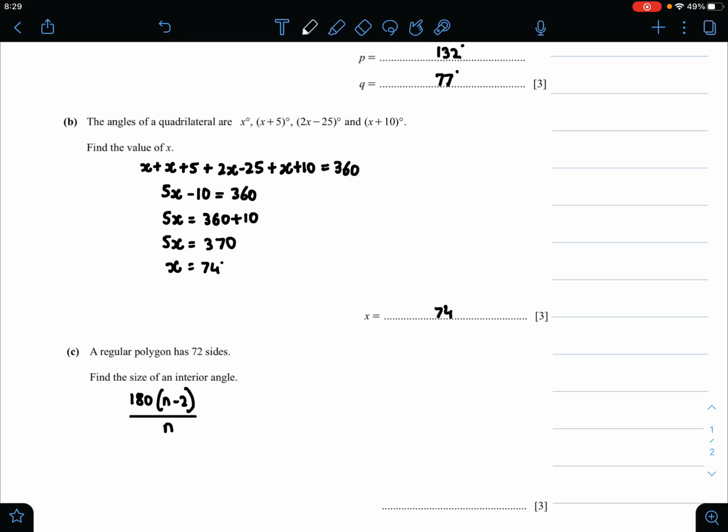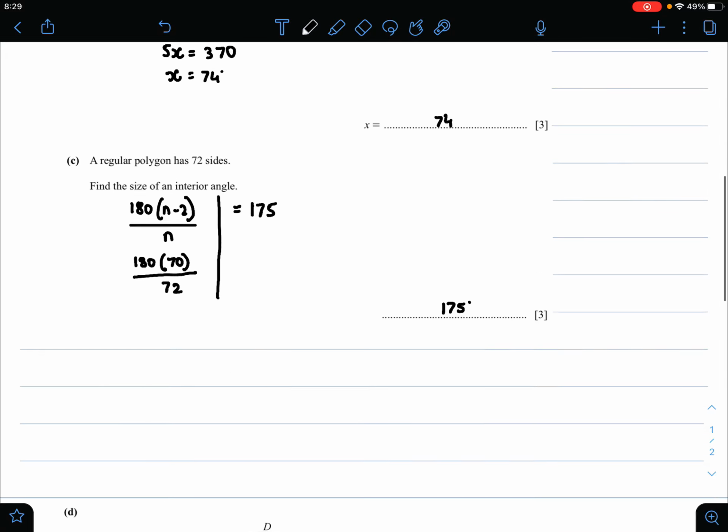So let's substitute n. 72 minus 2 will be 70, and n is 72, so divided by 72. Therefore the interior angle will be equal to 180 multiplied by 70 divided by 72, which is equal to 175. So 175 degrees will be your final answer for part C. Now let's move to part D.